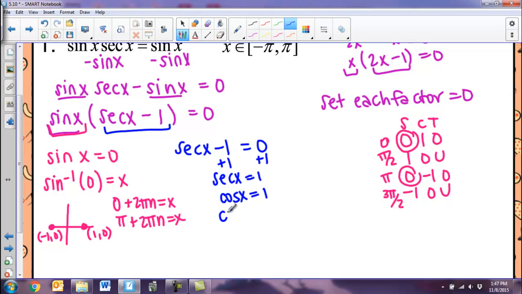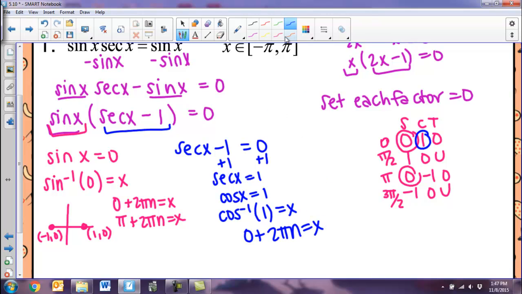So if I take the inverse cosine of 1, I can still use my OAO chart, or I can use my unit circle. So cosine is equal to 1 at those same places at 0, but not at pi, because pi is negative 1. So then this would only have one general solution of 0 plus 2 pi n.